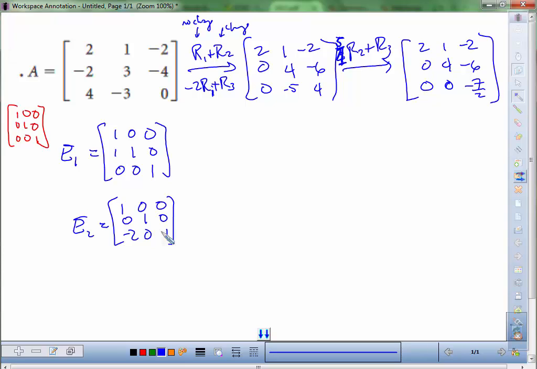And then the last one, what was the last one that we did? Oh, there's a 5/4 in there. So 5/4 row 2 plus row 3.